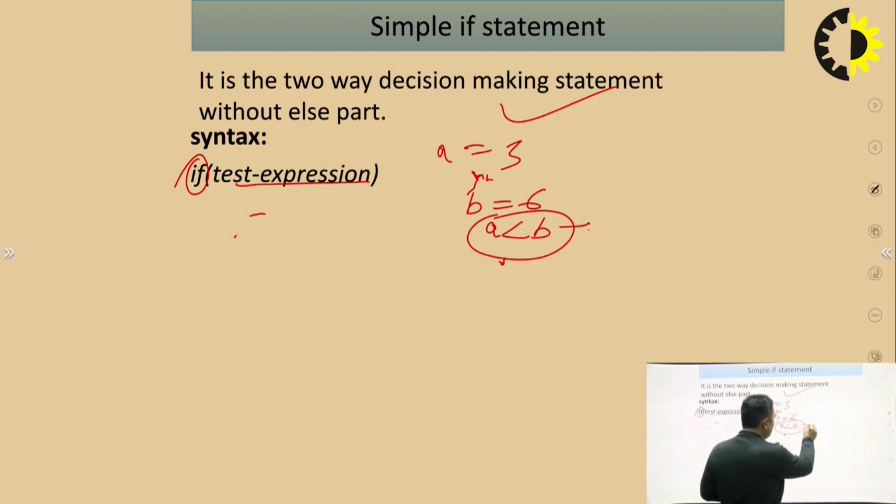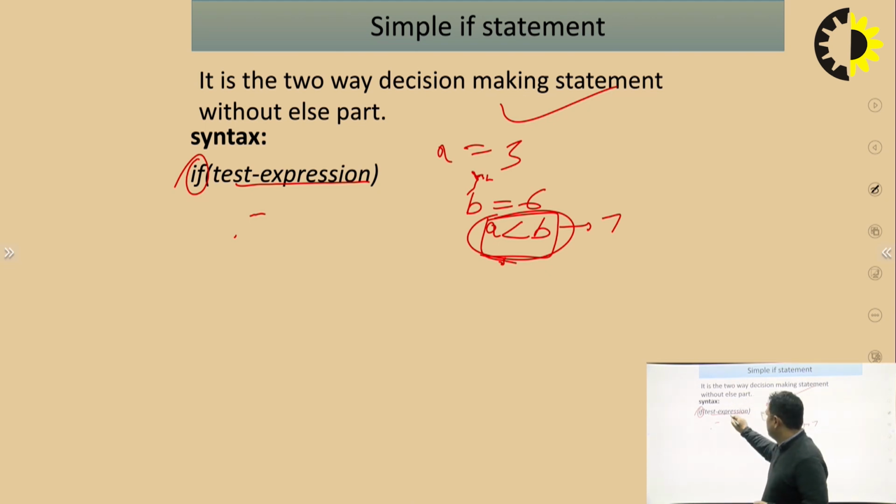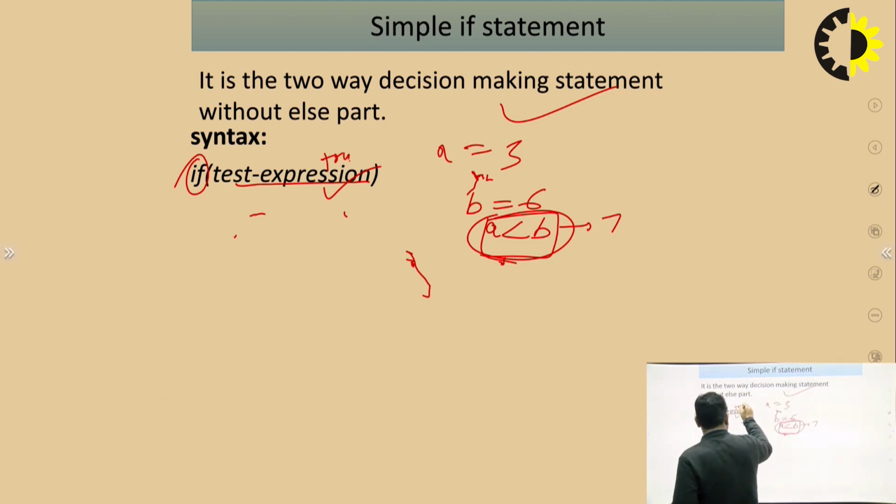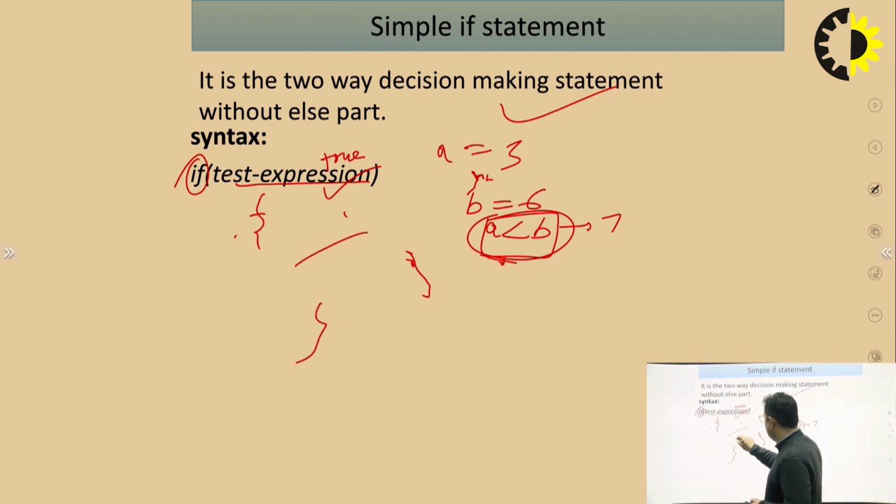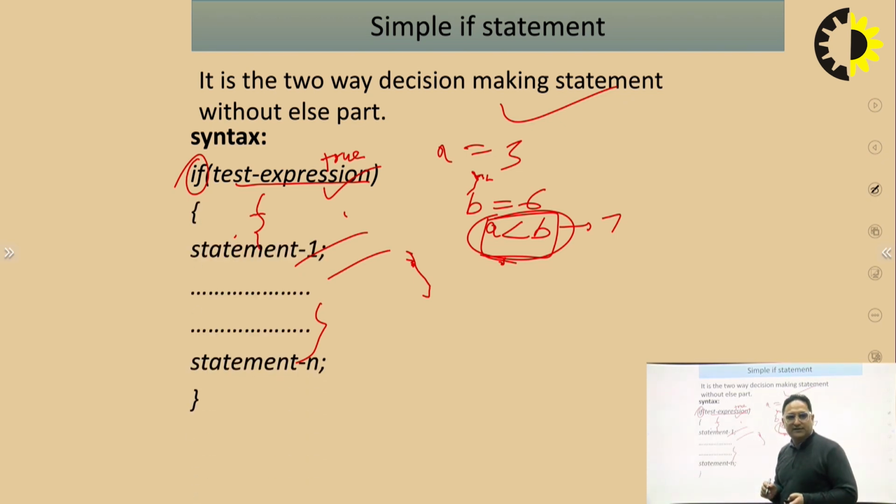Yes, of course it is true. So this is an expression, right? Now if this expression is true, the piece of code within this block will get executed. So this is how it is written. If this expression is true, all the statements under this will get executed, right?